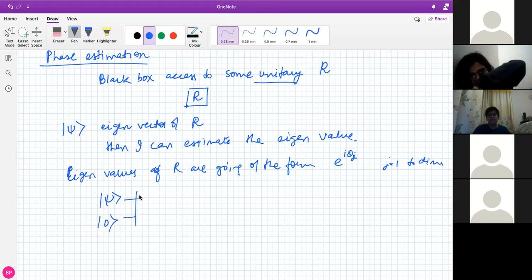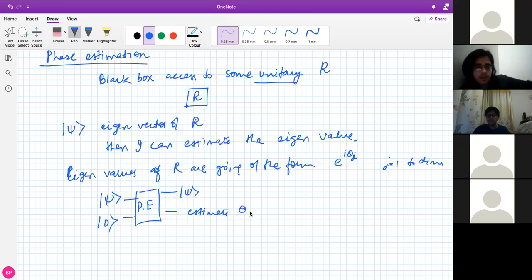then I can apply this phase estimation algorithm, which lets me apply R a number of times. Then I can get back the state, and I can also get an estimate of this theta j, which is the eigenvalue for this particular vector. Now, why is that important?